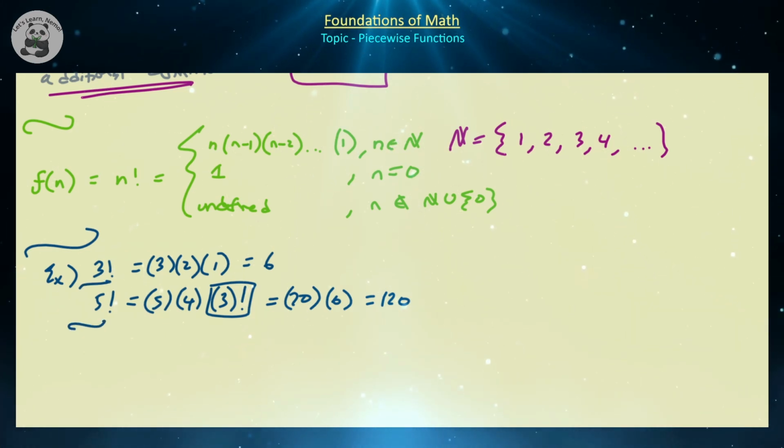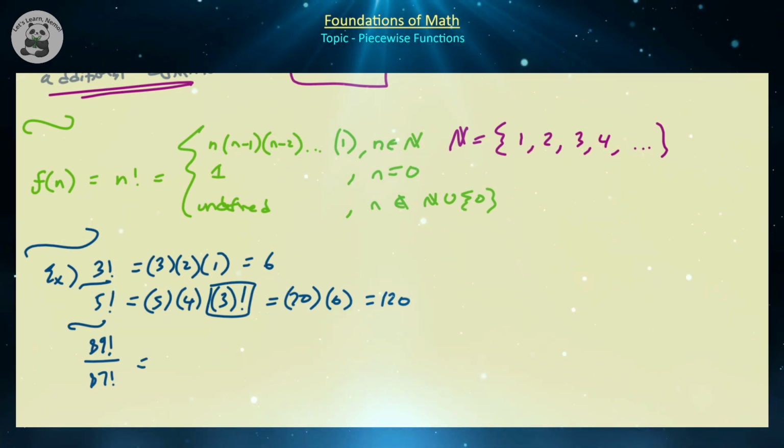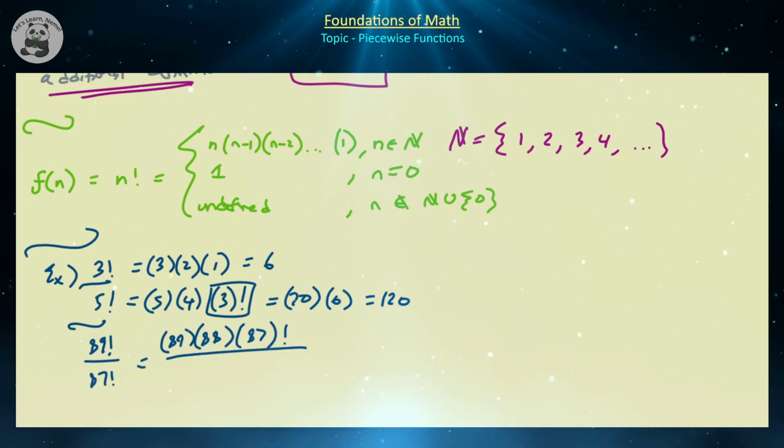And if somebody wants to be a little fancy, if somebody asks you what is 89 factorial divided by 87 factorial, what would that be equal to? So how would you find it in an intuitive way? So we would do, for example, 89 times 88 times 87 all the way down to 1. So I'm just going to write that as 87 factorial.